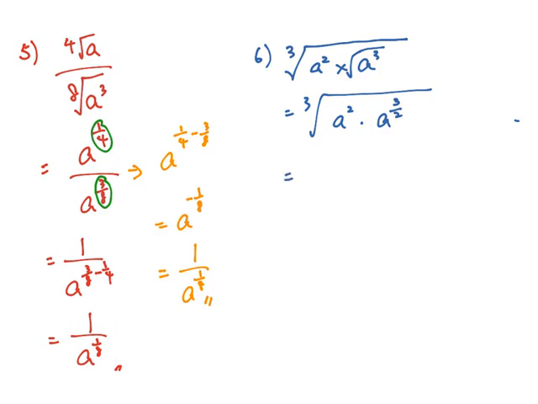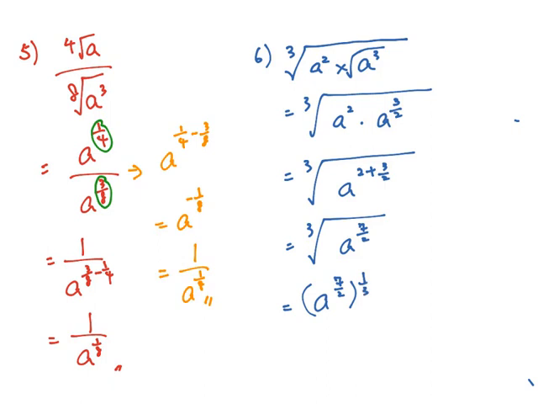Next, we will simplify the inner part first. If they are times, that means the index will add. So 2 plus 3 over 2. By using calculator, we can get 7 over 2. Next, we'll change the cube root 3 to become the index. So it becomes 1 over 3. So times. So finally, this one.